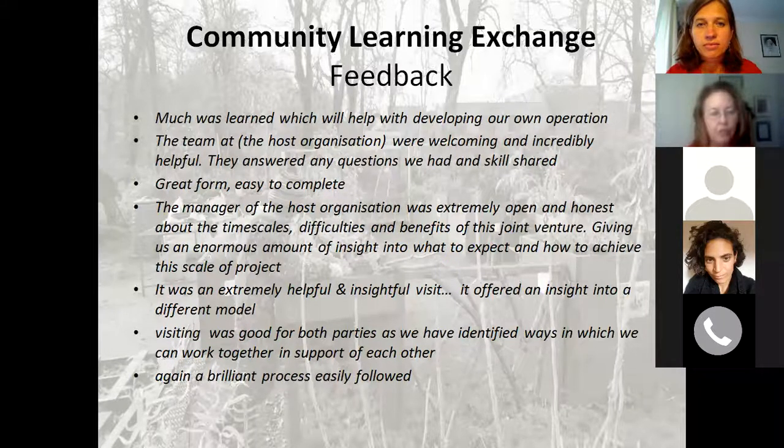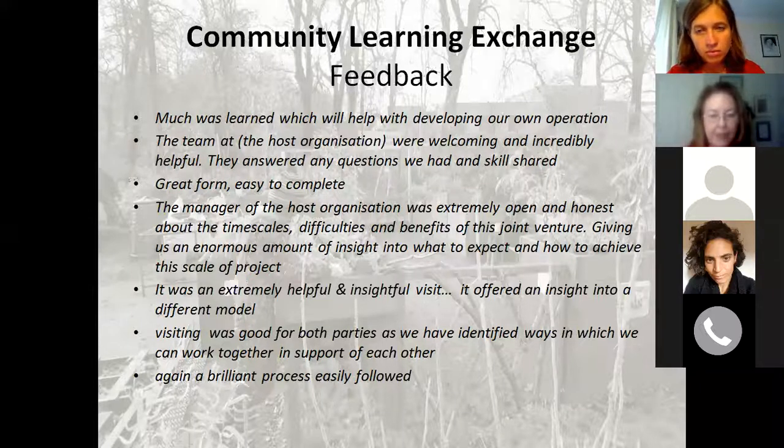And you hear things like, the team, the host organization were very welcoming and helpful. A great form, easy to complete. This is what I was telling you, that the admin is very easy. Again, the host organization was open and honest about timescales, difficulties, and benefits of this joint venture. Whatever they were going to see, it's obviously a joint venture.